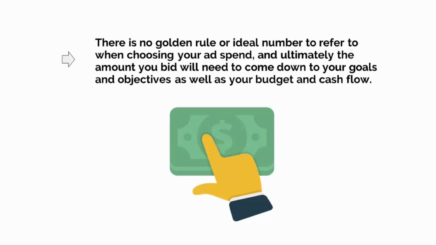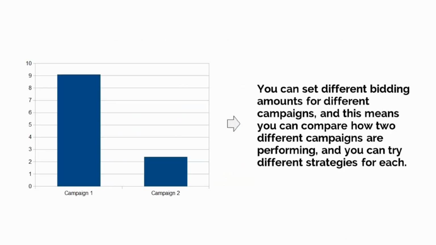Ultimately, the amount you bid will need to come down to your goals and objectives as well as your budget and cash flow. Of course, you can set different bidding amounts for different campaigns though, and this means you can compare how two different campaigns are performing, and you can try different strategies for each. What you also need to do is to generally track the performance of each of your campaigns and to look at how much they're earning and how much you're actually paying per click. You can then tweak the variables in order to make sure you have optimized your strategy. All this means you need to think carefully about how to get the most out of your campaign and how to get the most for your money.